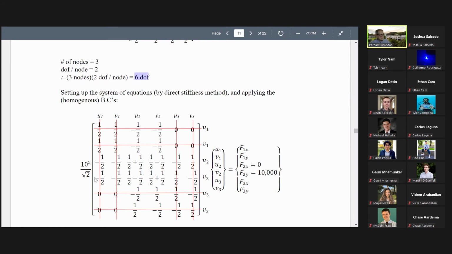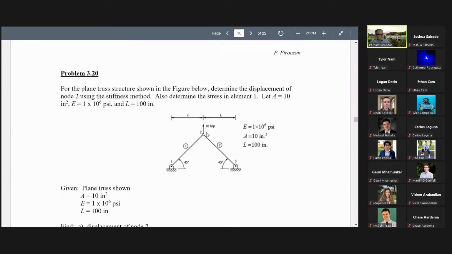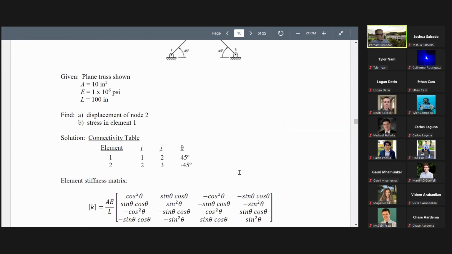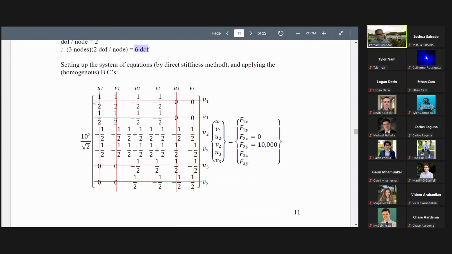This is the 6 by 6 global stiffness matrix, displacement vector, and force vector. Time to apply boundary conditions. At node 1, displacement in the X direction and Y direction are 0. At node 3, displacement in the X and Y are 0. These are homogeneous boundary conditions. Remove them from the system of equations.